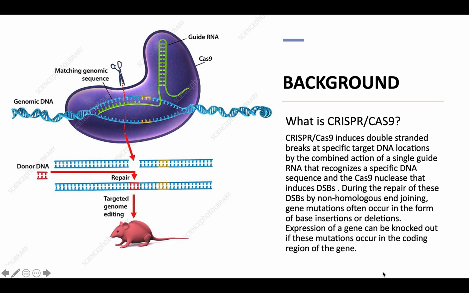So, what is CRISPR-Cas9? CRISPR-Cas9 induces double-stranded breaks at specific target DNA locations by the combined action of two key molecules that introduce a change, also known as a mutation, into the DNA. These are an enzyme called Cas9, which acts as a pair of molecular scissors that can cut two strands of DNA at a specific location in the genome so that bits of DNA can then be added or removed.